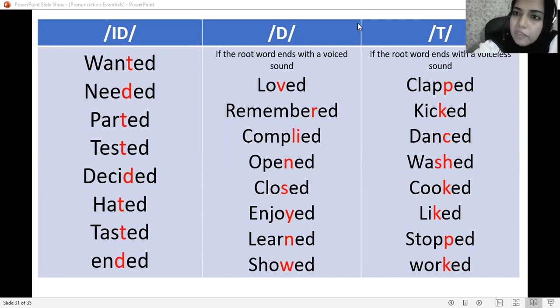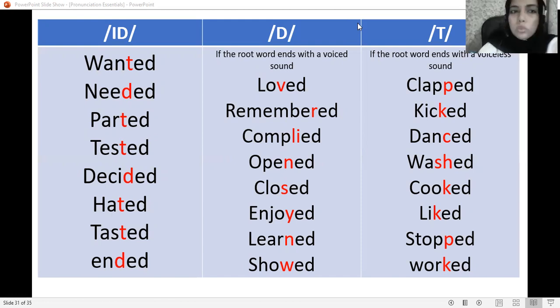Second thing, we might be having ed when it comes to adjectives, for example, interested, motivated, encouraged, excited. Sometimes we have ed, sometimes we have ing at the end of an adjective, but we mainly need to talk about the ed ending in both verbs and adjectives, and how to pronounce them. So what we need to know is that we have three different ways of pronouncing the ed ending.